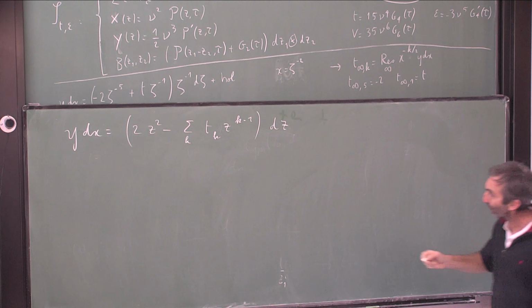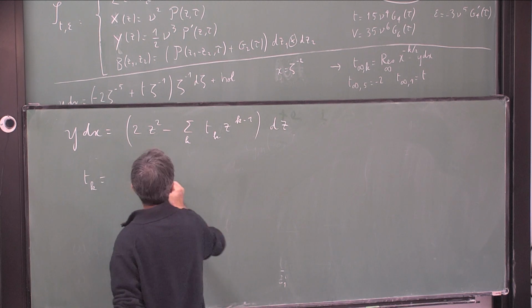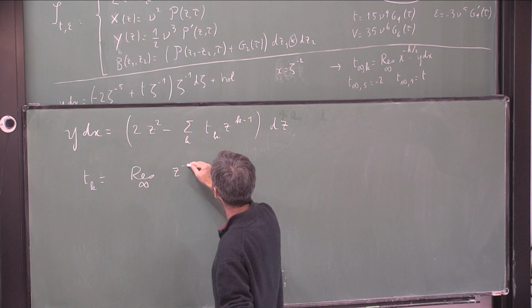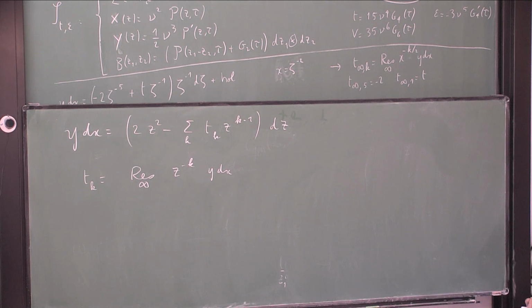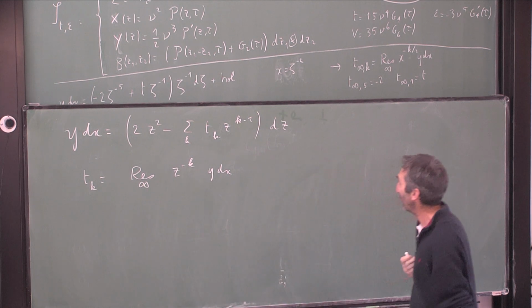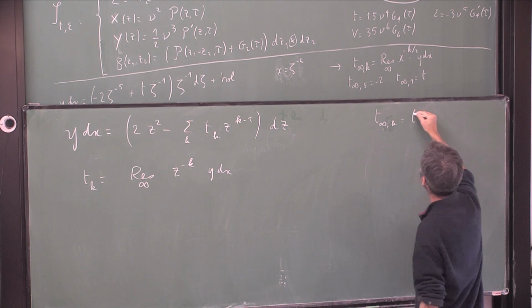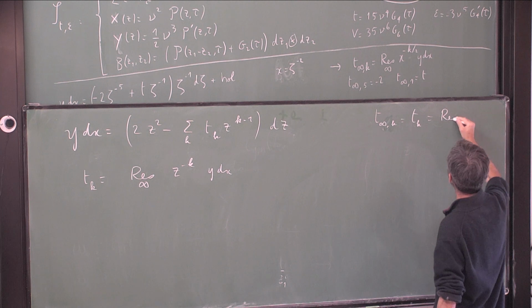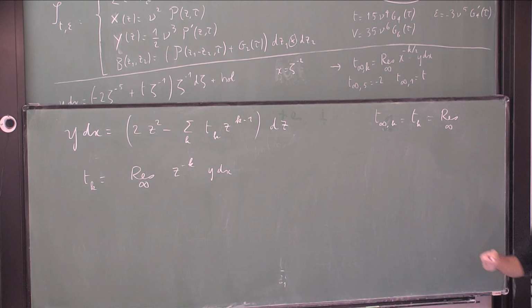Just let me make a small comment. If you want to extract the coefficient tk, what you can do is take the residue at infinity of y dx times z to the minus k. Remember that the residue at infinity is minus the coefficient of 1 over z. So that's why indeed we get tk. Okay, so let me put this as a side remark, and let me call it T infinity k, which I call Tk. So it's the residue at infinity. And let me replace z by square root of x, which you can always do. So let me write x to the minus k over 2 y dx.